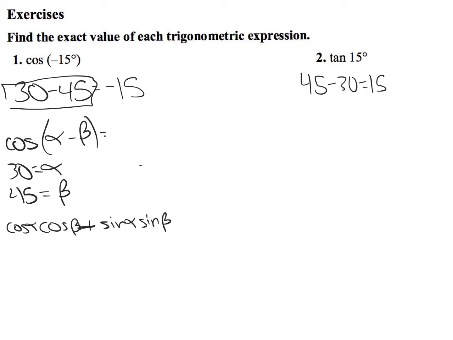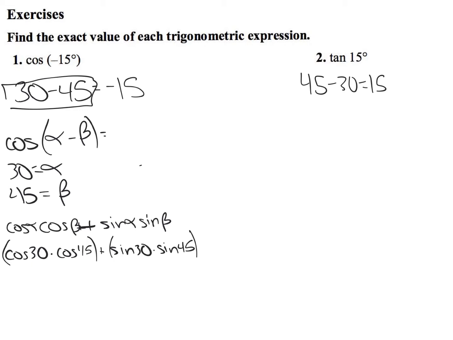Okay, we're now going to plug these pieces in. So I've got cosine 30 times cosine 45 plus sine 30 sine 45. Now you're going to go ahead and locate those pieces on your unit circle. It's not as crazy as it seems.